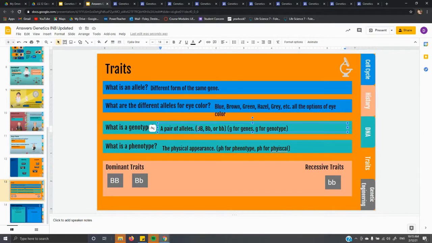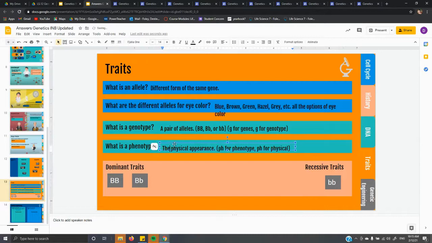Okay? So the capital B, let's say you got the capital B from your mom, you got the other capital B from your dad. If this was your genotype, then let's say you got the capital B from your mom, you got the lowercase b from your dad. Okay? And then for the lowercase b, you got the little b from your mom, you got the little b from your dad. Okay? So just keep that in mind when we go over Punnett squares, and this will make a lot more sense. So I always remember this as G for genes, G for genotype. Okay?